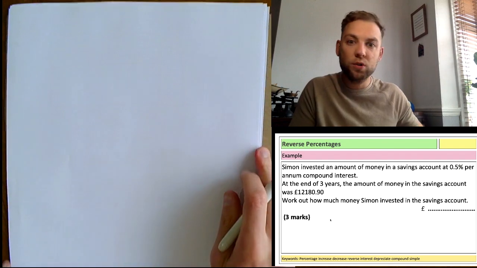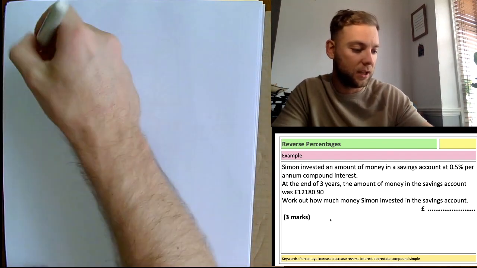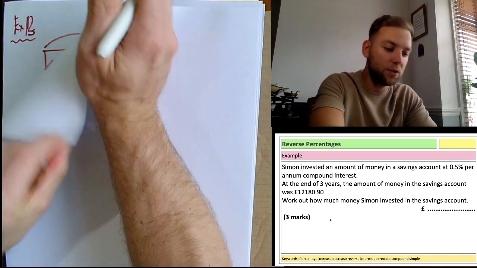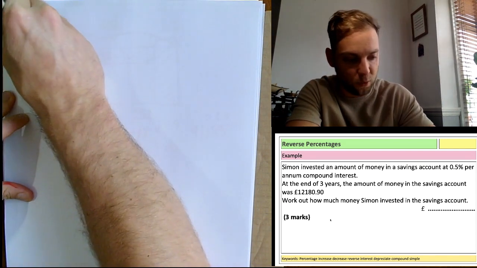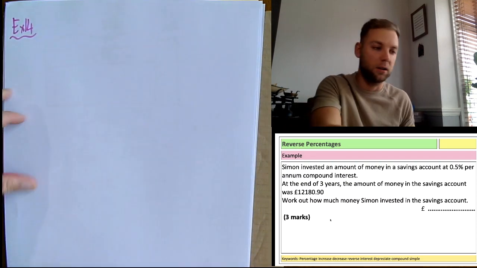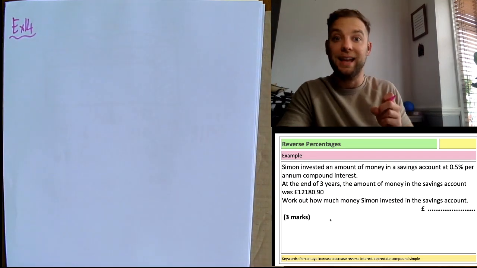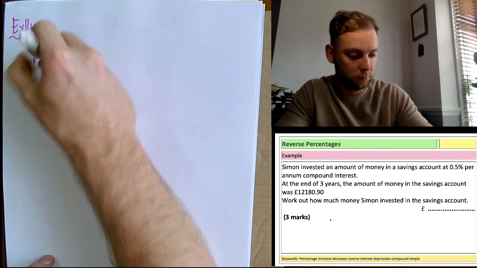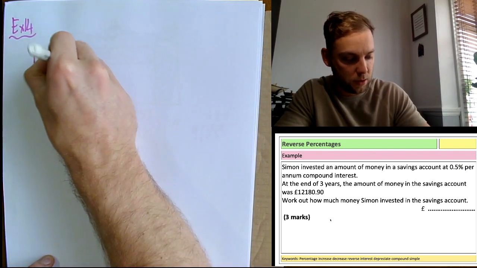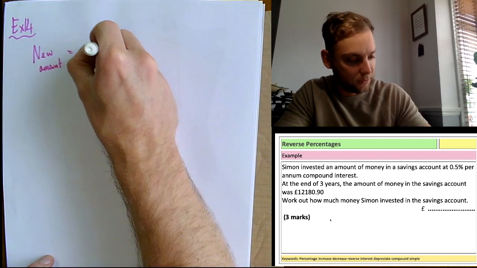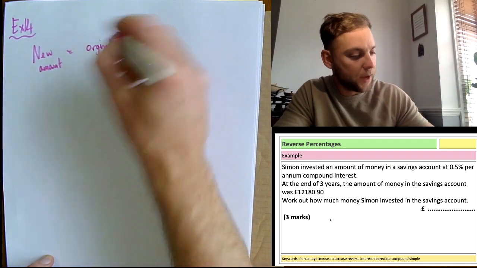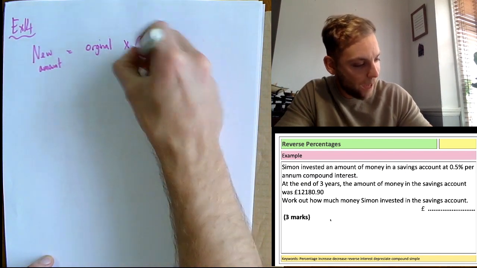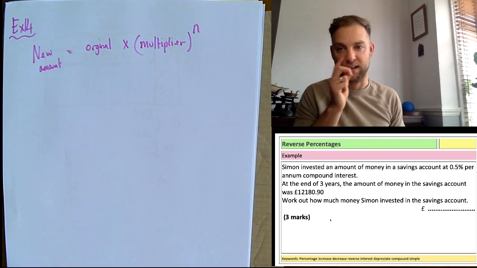Okay. Now what was the formula for compound interest? How did we do it? Well, for compound interest, the way we did it was, just checking, that was example 13, example 14, last example. I know this one's quite long. For compound interest, we did the new amount was equal to my original amount times by my multiplier to the power of n, which is the number of years.